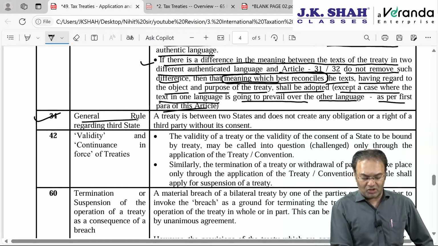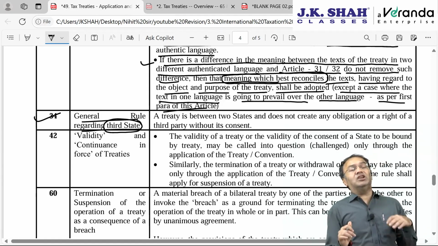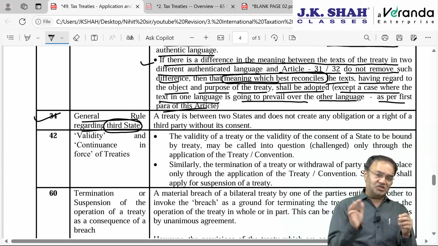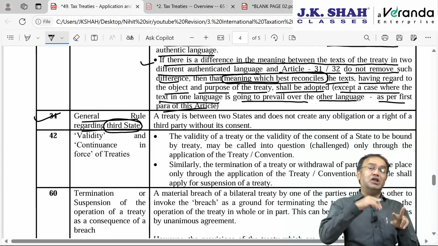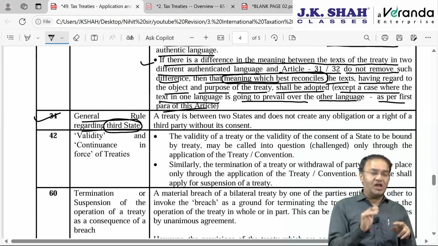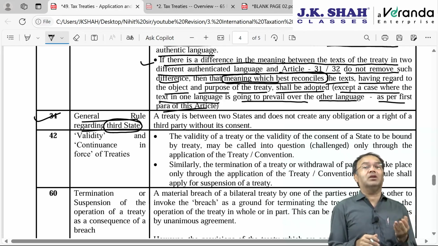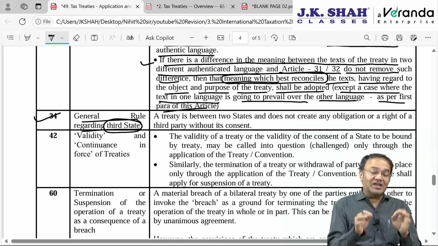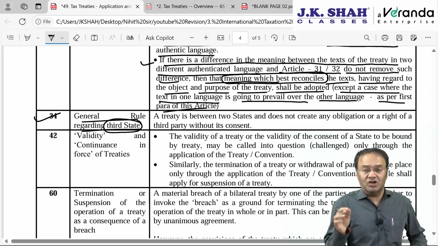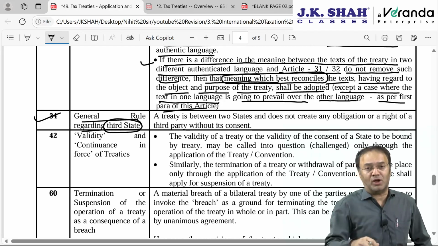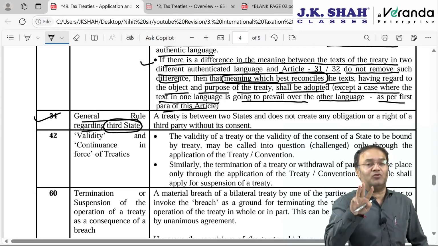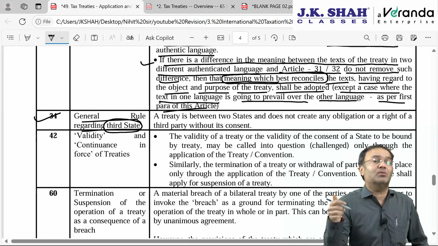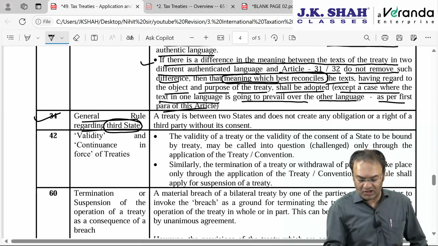Article 34, general rule regarding third state. Take, for example, a treaty between India and Pakistan, where the third state is China. A treaty between India and Pakistan cannot create any rights or any obligations for the third party China, except with the approval of China. So if India wants China also to be a part of this agreement, then instead of a bilateral agreement, they will have to enter into a tripartite agreement by including China as one of the signatories.